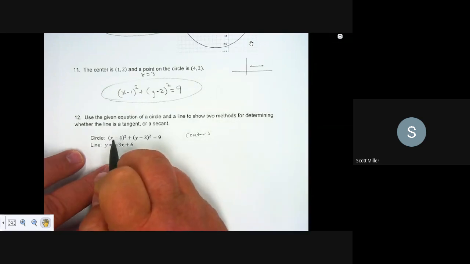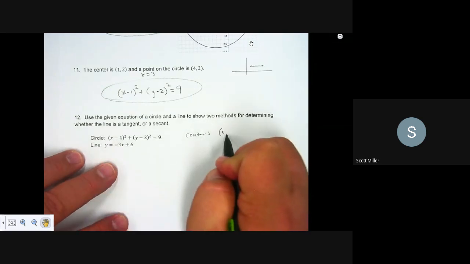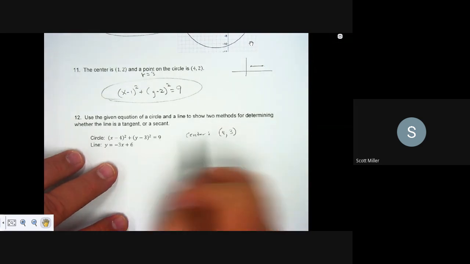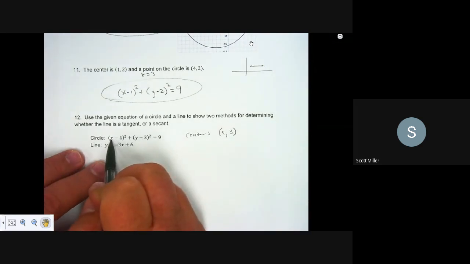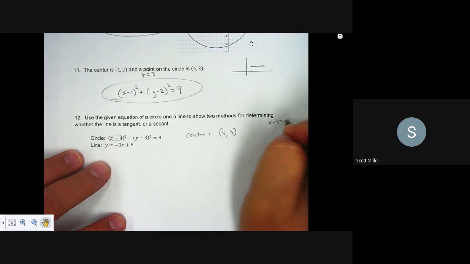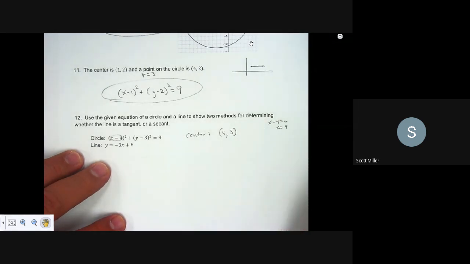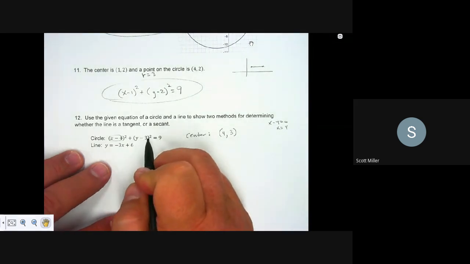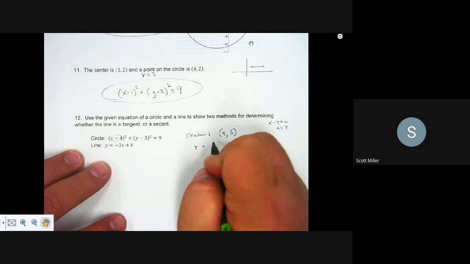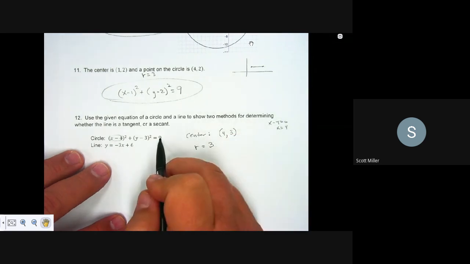h is in x minus h, so this is going to be at 4. And this number over here is 3. If you're not sure what those numbers are, just think of this: what makes the stuff in the parentheses 0? x minus 4 equals 0, so x equals 4. That's my h. Do the same thing for the y one, and you'll see that k is 3. My radius is 3, the square root of 9.